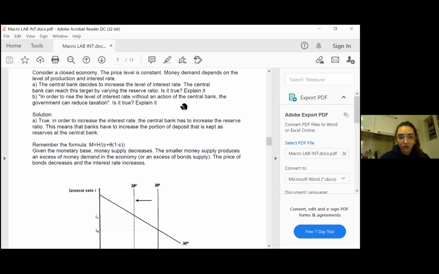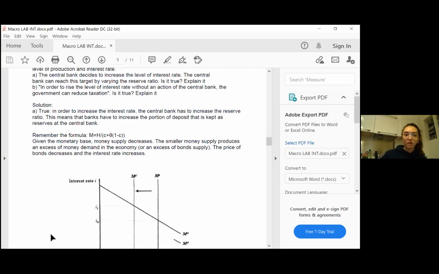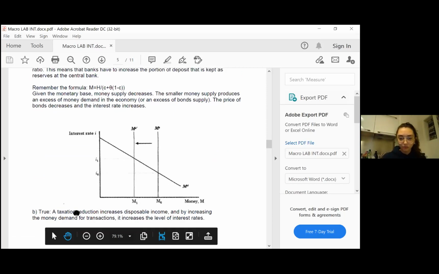So in order to raise the level of interest rates without an action of the central bank, the government can reduce taxation. It is indeed true. How come? Because a taxation reduction increases disposable income, and by increasing the money demand for transactions, it increases the level of interest rates.